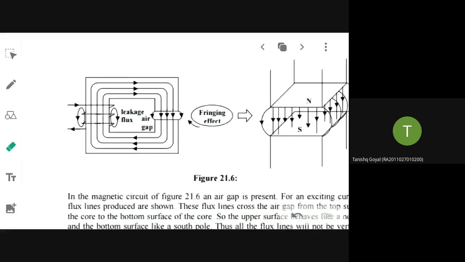Yes, the flux that does not take the designated path will be called leakage flux. Based upon that, there is one leakage coefficient factor; you have to learn what the leakage coefficient is. It is the ratio of total flux divided by useful flux.